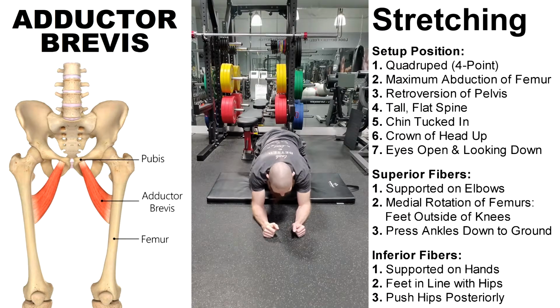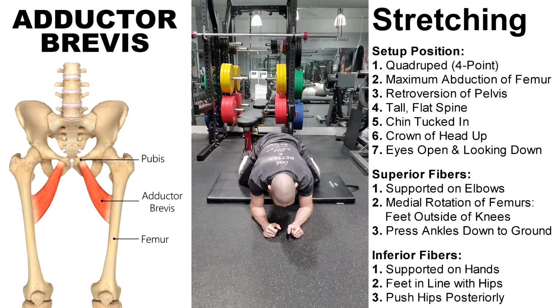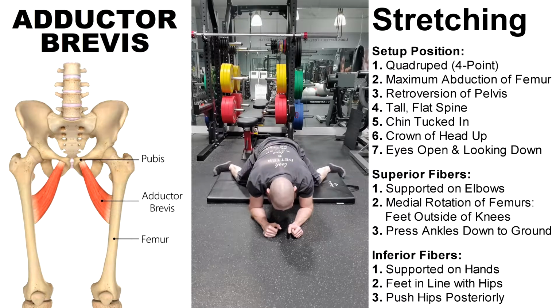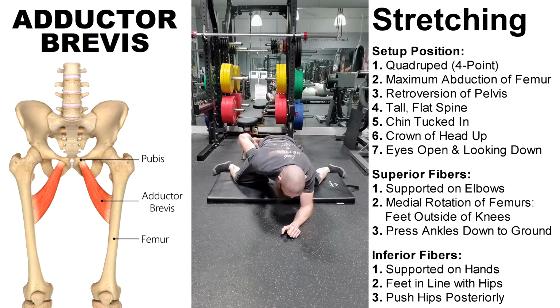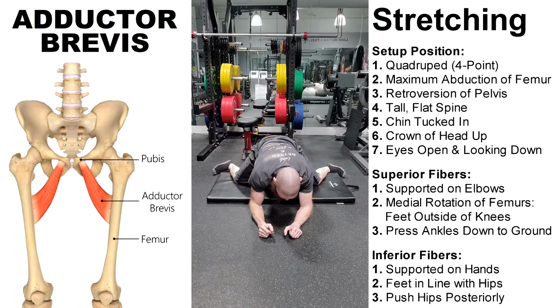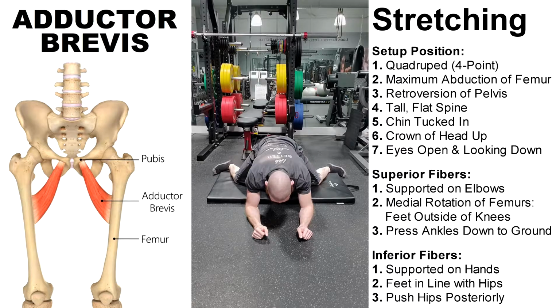Then we want to go into maximum abduction of the femurs by spreading the knees as much as possible, and maximum medial rotation by placing the ankles outside of the knees. You want to drive your ankles down toward the floor. Maximum retroversion of pelvis, flat lumbar spine, flat thoracic, your chin is tucked in, crown of the head away, eyes looking down between the thighs to put the dura mater under tension, and this is for the superior fibers.